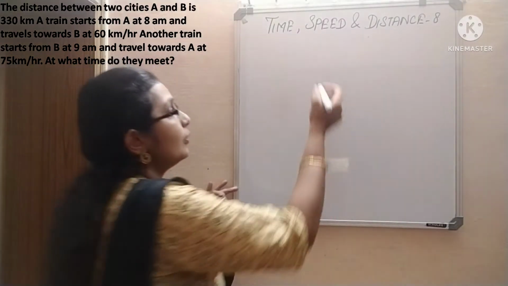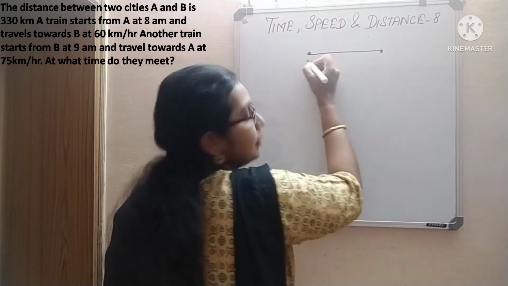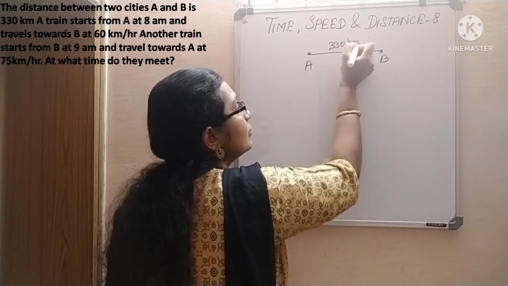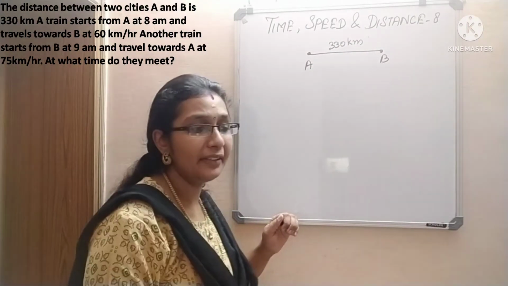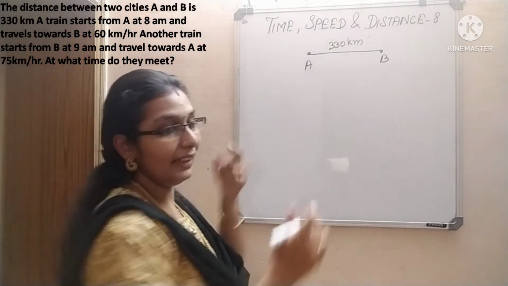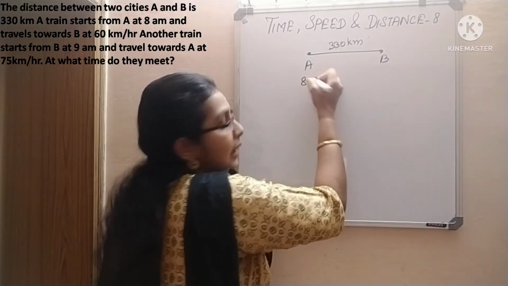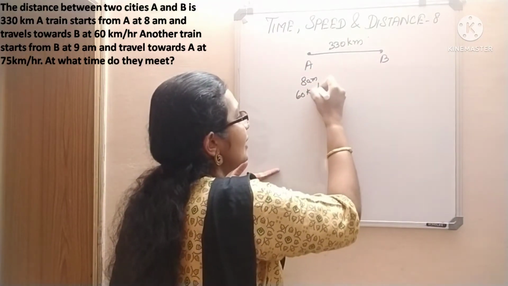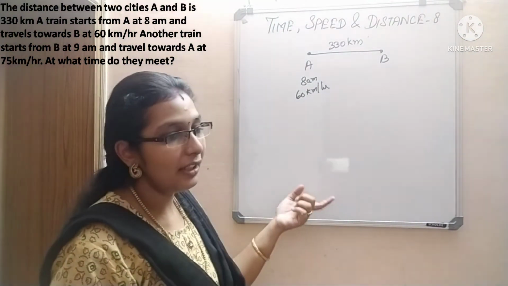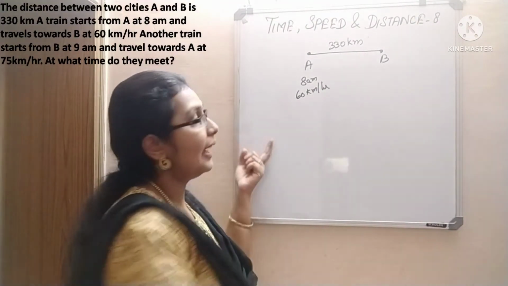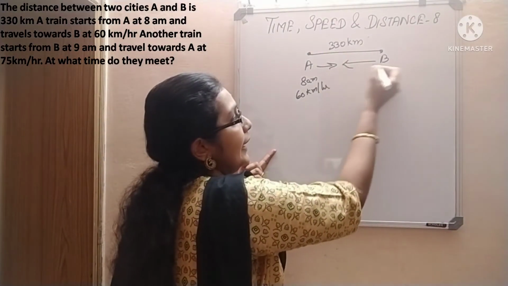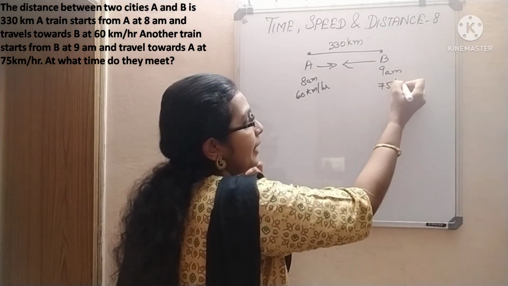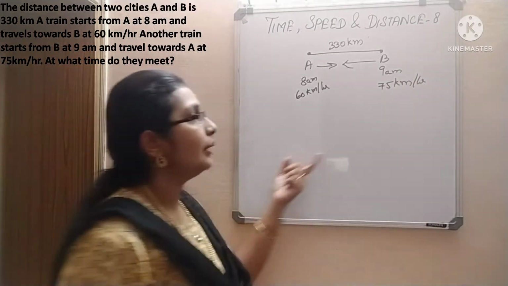Okay. So let us write down what is given. The distance between two cities is 330 km. Correct? And what is the next statement? A train starts from A at 8 am and travels towards B at 60 km per hour. So this train is traveling at 60 km per hour. Another train starts from B at 9 am and travels towards A at 75 km per hour. At what time do they meet?